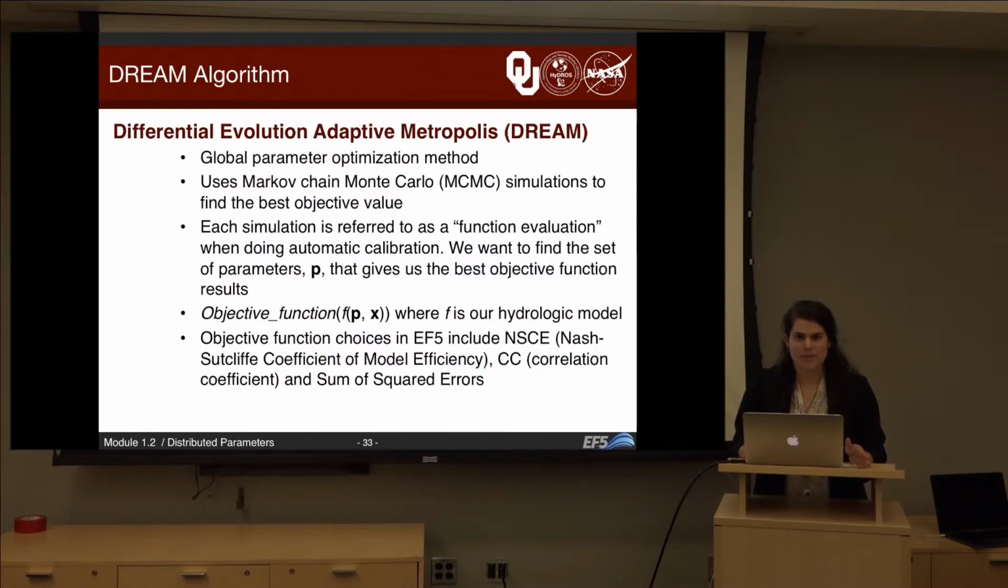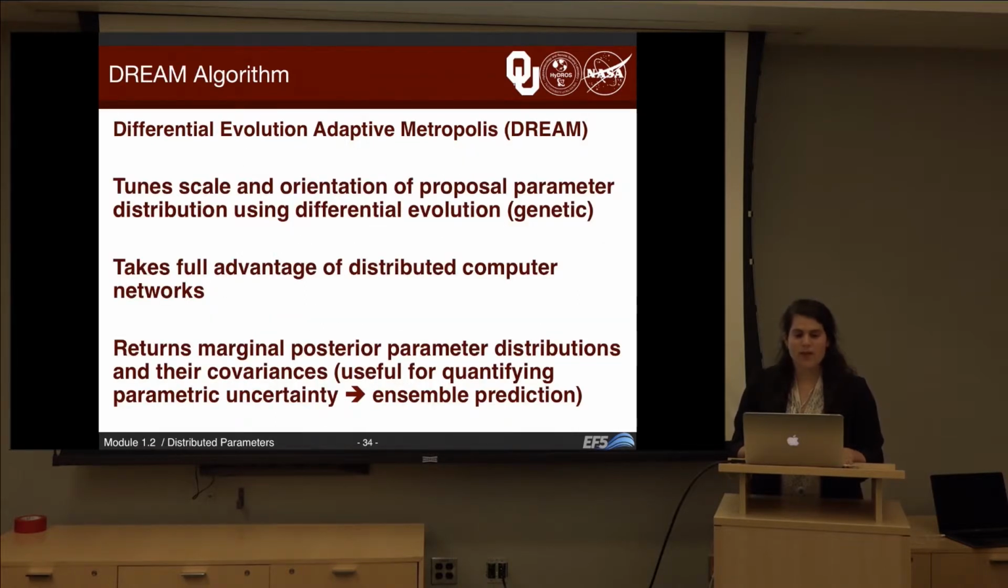It uses the DREAM algorithm, and this is discussed in the EF5 Foundation Training video 2.2 if you want to look into this further. Pretty much, it's a global parameter optimization method, and it uses something called machine learning to see which values are better and which are worse. The objective function choices that we can use in EF5 include Nash, correlation coefficient, and the sum of squared errors. The DREAM algorithm stands for Differential Evolution Adaptive Metropolis. It tunes the scale and orientation of the proposal parameter distribution using differential evolution, and it takes full advantage of distributed computer networks, so it makes it pretty fast to run.